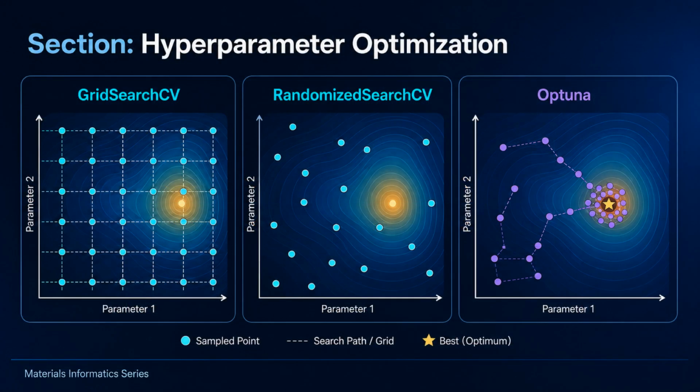Default hyperparameters rarely give optimal performance. We need systematic optimization. Grid Search CV exhaustively searches a defined grid. Randomized Search CV samples randomly for efficiency. Optuna uses Bayesian optimization to intelligently explore the search space. Proper optimization can noticeably improve accuracy.